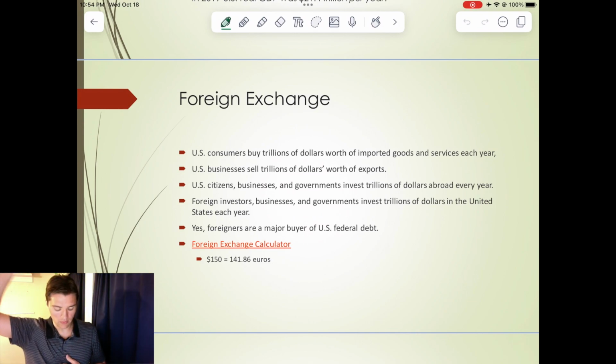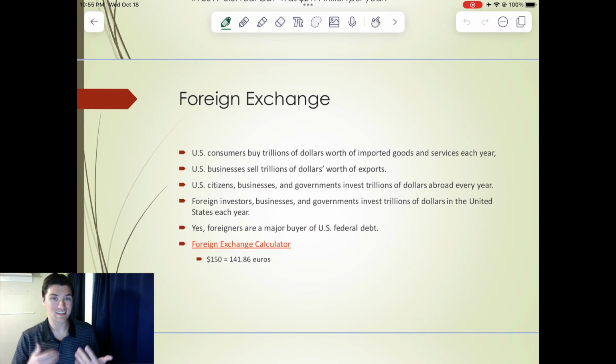So yes, foreigners are a major buyer of U.S. federal debt. We'll get into federal debt in a later chapter, but basically what's happening here is that when the government needs extra money, they will borrow from its citizens, but they will also borrow from other countries. Okay? So basically, we have a demand and supply here for the dollar, for the euro, right? There's always a market for these currencies.